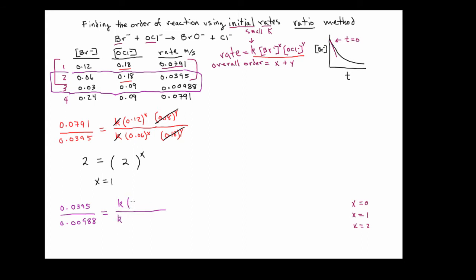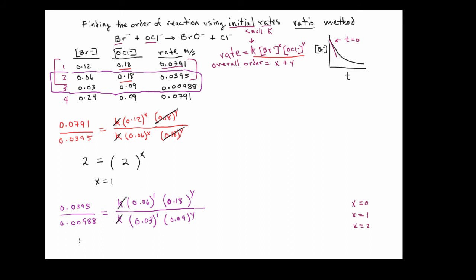Now, we need to be careful here. Our Br minus is going to be 0.06 in the top, and in the bottom it will be 0.03. These are both raised to the first power. I'll put that in just to be very clear. And then the value for the OCl minus in the top will be 0.18, raised to the y power, and in the bottom we're going to have 0.09, also raised to the y power. So remember quickly that the k's are going to cancel out.